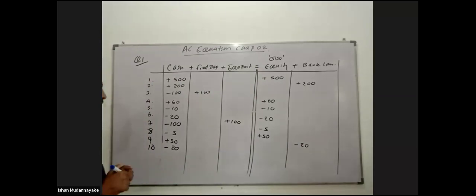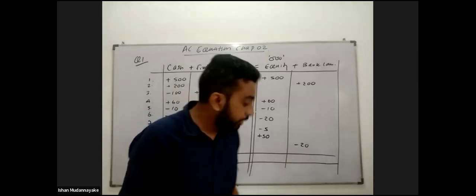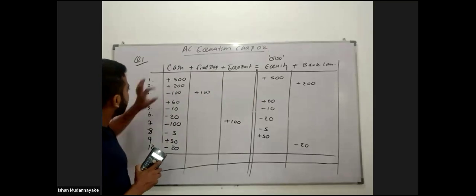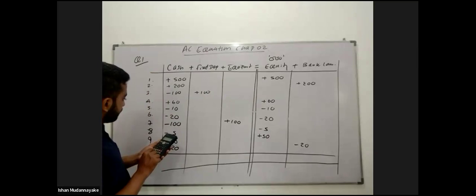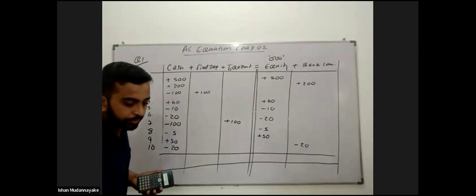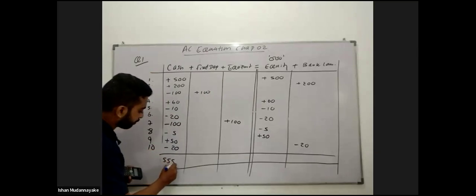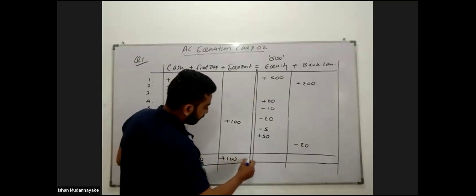Okay, right. Students, this is the end of the accounting equation of question number 1. And then quickly I will calculate the closing balances. Cash: 160 minus 10, 20, 5 plus 50 minus 20. Cash balance 555. Fixed deposit 100. Equipment 100.